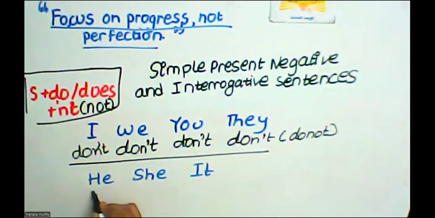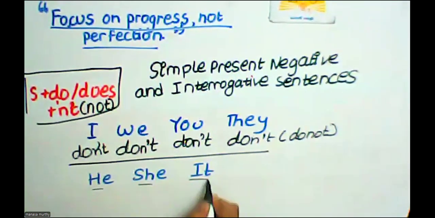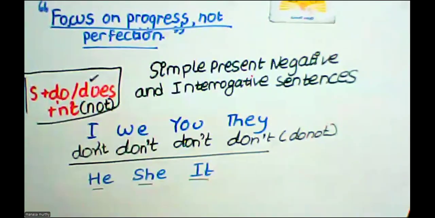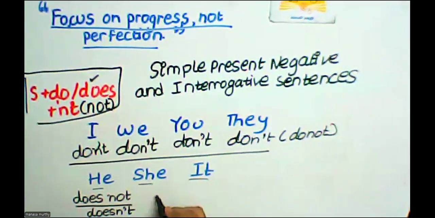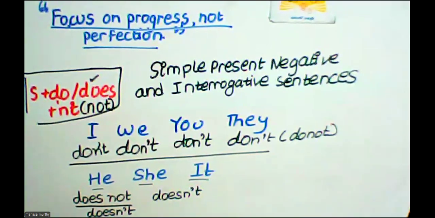Whereas when it comes to he, she, it, it is going to be this word, does. Along with this, does not. He doesn't tell lies. She doesn't speak ill about others.